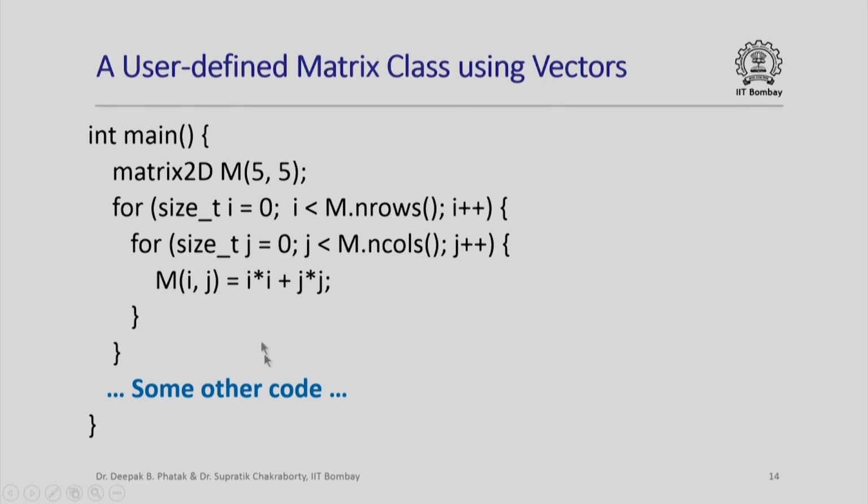And then I could have some other code here which makes use of these values or updates these values, but the purpose of this example is to show how we can use a user-defined matrix class which internally uses vectors in a real user program.